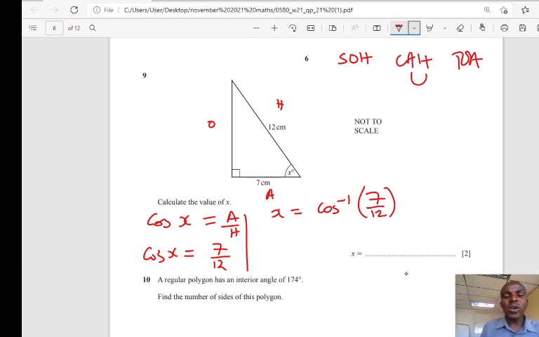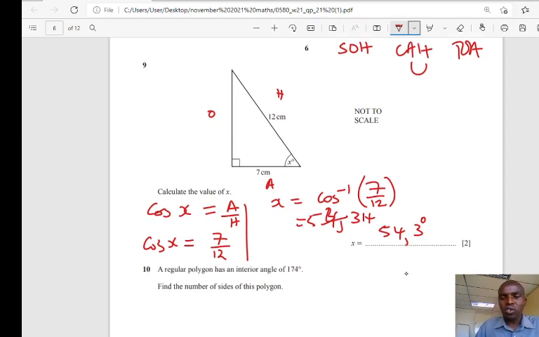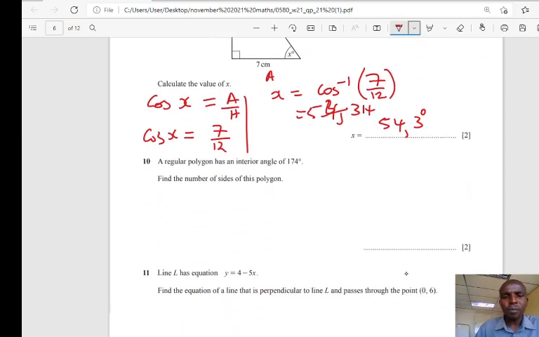Make sure your calculator is always in DEG mode, in degrees mode, right? Some write DEG, some just write D. So it's 54.314. Then to the nearest one decimal place is 54.3 degrees. Please, units. Very, very important. Don't forget to put the degree sign.